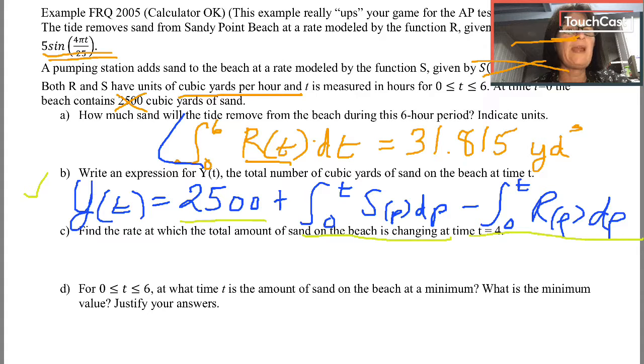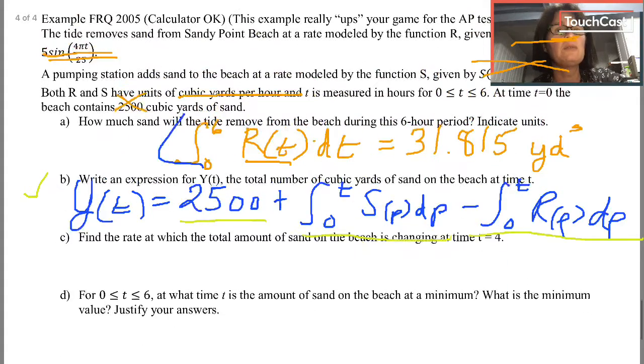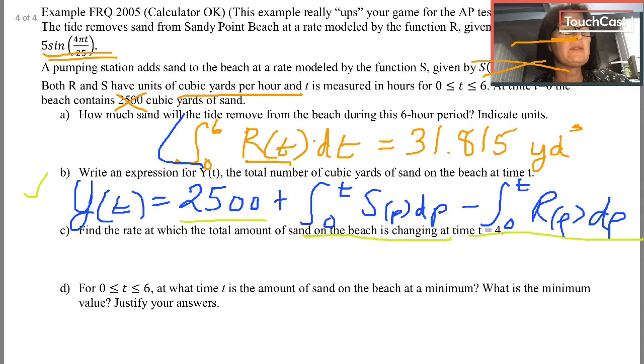So find the rate at which the total amount of sand on the beach is changing. Well, the rate of change of the amount of sand is going to be y prime, because y was the amount of sand. So what I want is y prime of 4, but don't tell me y prime of 4 until you can write me y prime of t.